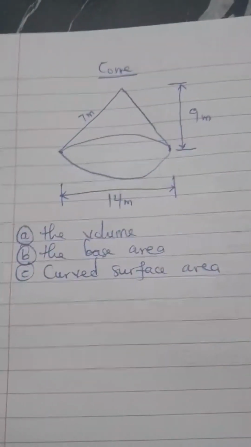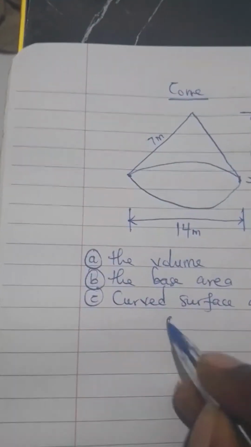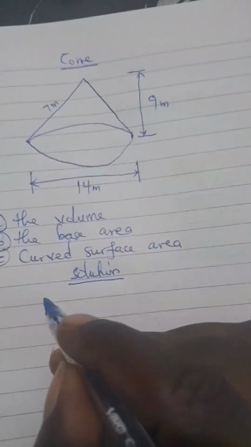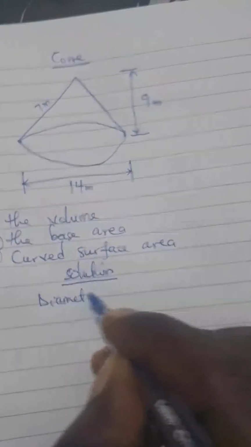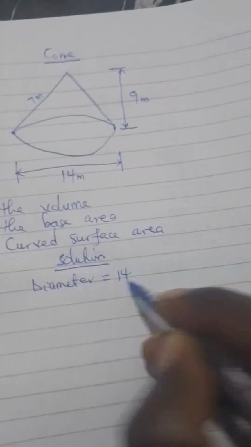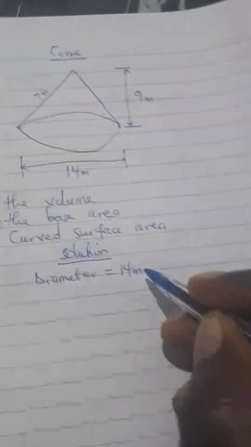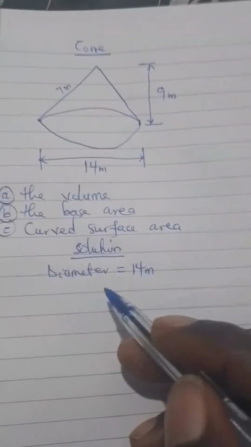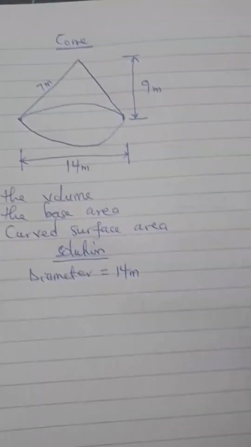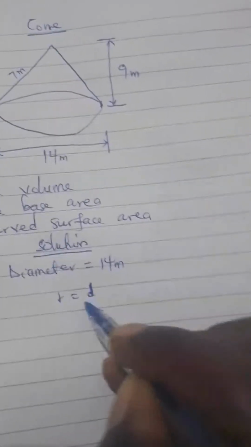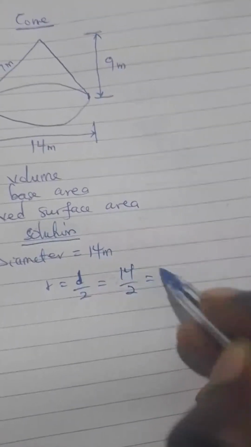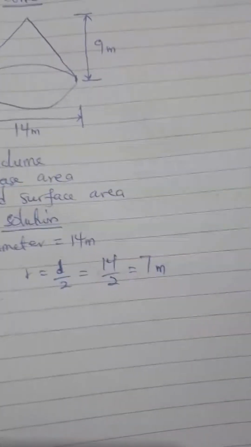Right. So volume. Like I said, let's write our preamble. So in this question, I've been given diameter to be 14 meters. But I need the radius, because of the formula, I need a radius. So we all know that the radius will be half of the diameter. So the formula for radius is diameter on 2. So that will be 14 on 2, giving us 7 meters.